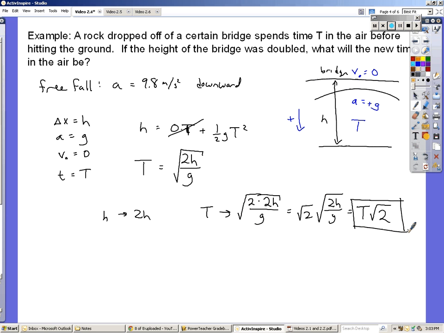Problems like this show up all the time. You need to become comfortable with them for AP. Once you have this equation, it's pretty easy to do the rest. You see, oh, well, h is under the square root. So if we double h, t will increase by a factor of square root 2. If you wanted to double the time, h would have to increase by a factor of 4.